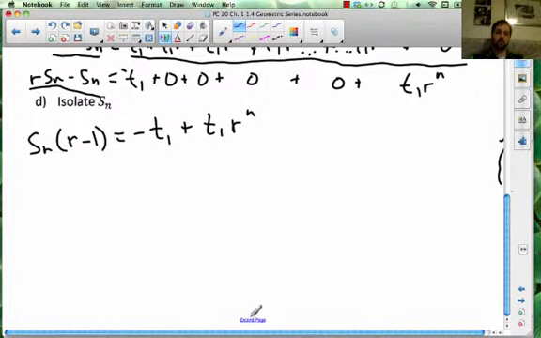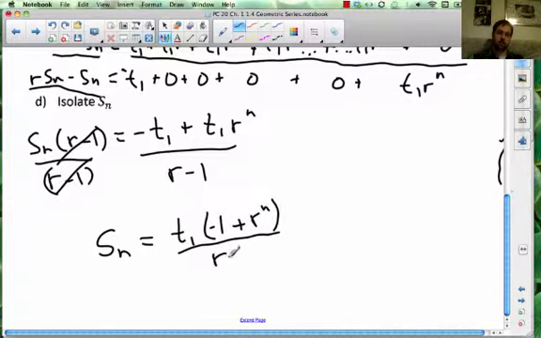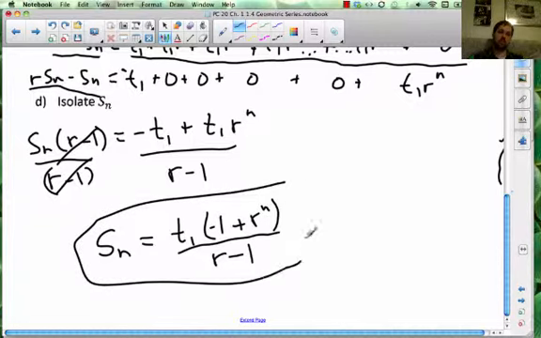Okay? So let's continue to get Sn by itself. We divide by r minus 1. Those cancel over here. Divide by r minus 1 over here. Now we have an expression for the general sum of the series s sub n. And here you can just take out a common t1, multiply it by negative 1 plus r to the n over r minus 1. And this is our general expression.